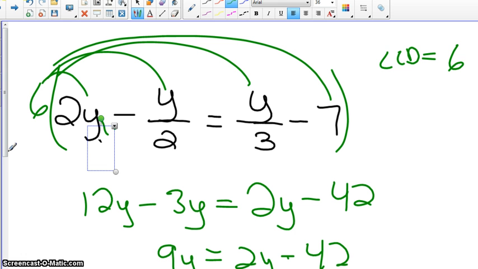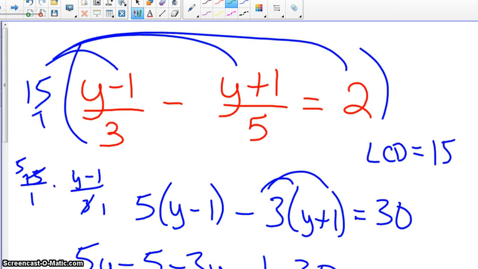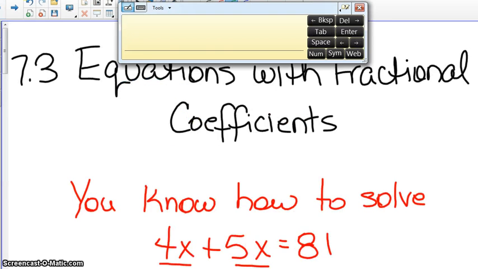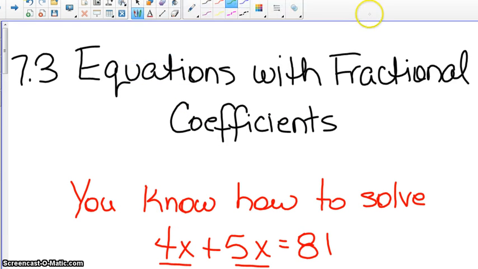And that's it. So basically, this section is, I'll go back to the beginning. Equation with fractional coefficients. And what do we do to get rid of those fractional coefficients? We multiply the whole equation, not just one side, by the LCD.